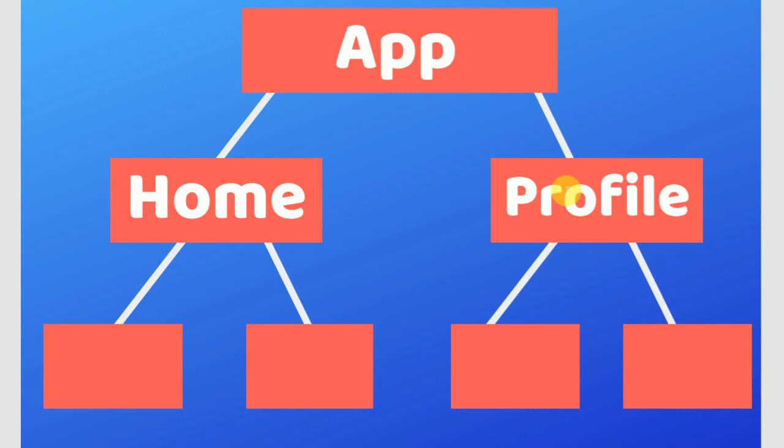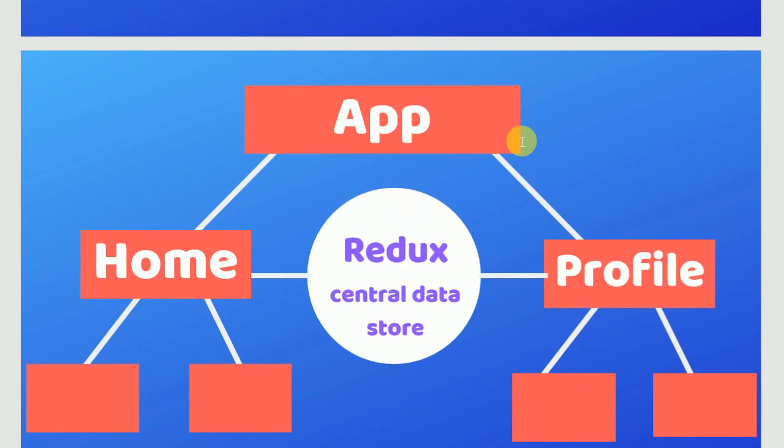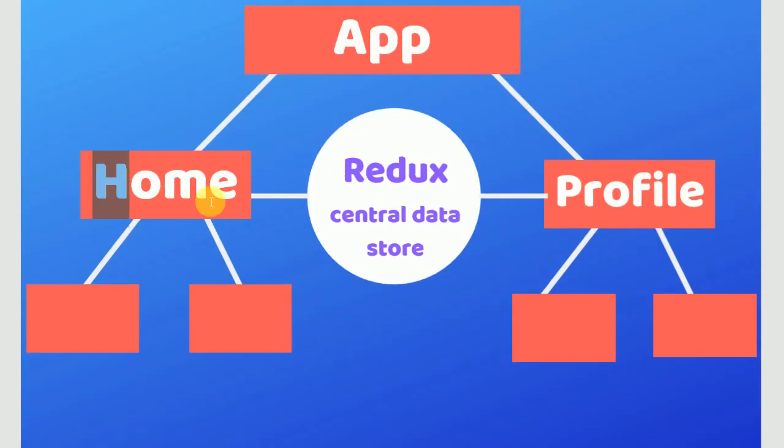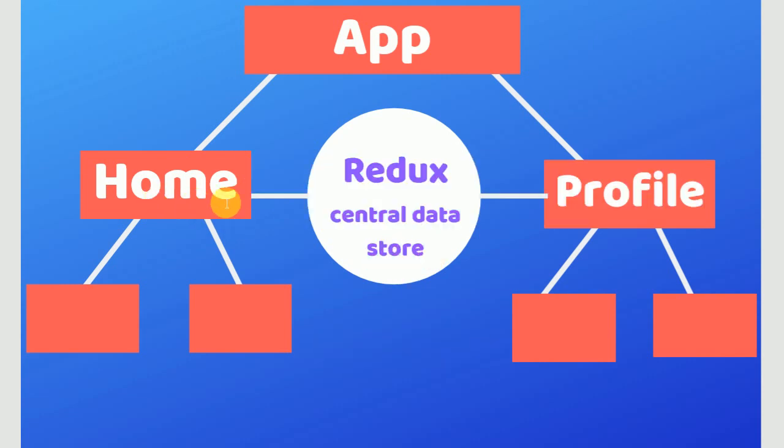So Redux tries to solve the problem of data sharing. Whenever it comes to data sharing, Redux comes into the picture. How? Redux acts as a central store and solves this problem. Now let's assume that home fetches data. After fetching the data, home will update the central store using Redux.